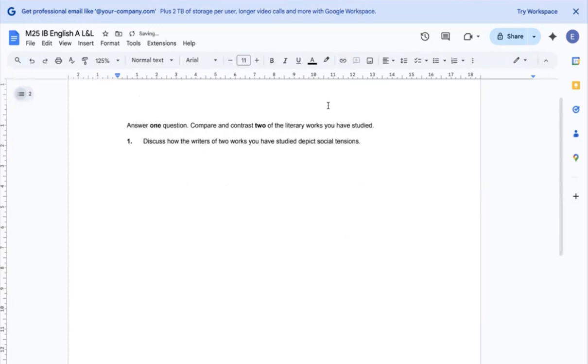Question number 1. Discuss how the writers of 2 works you have studied depict social tensions. So for this prompt, the key word is social tensions. And one way to compose ideas for this essay is to think of multiple types of social tensions that are presented in your text, which means you focus on content rather than the techniques.